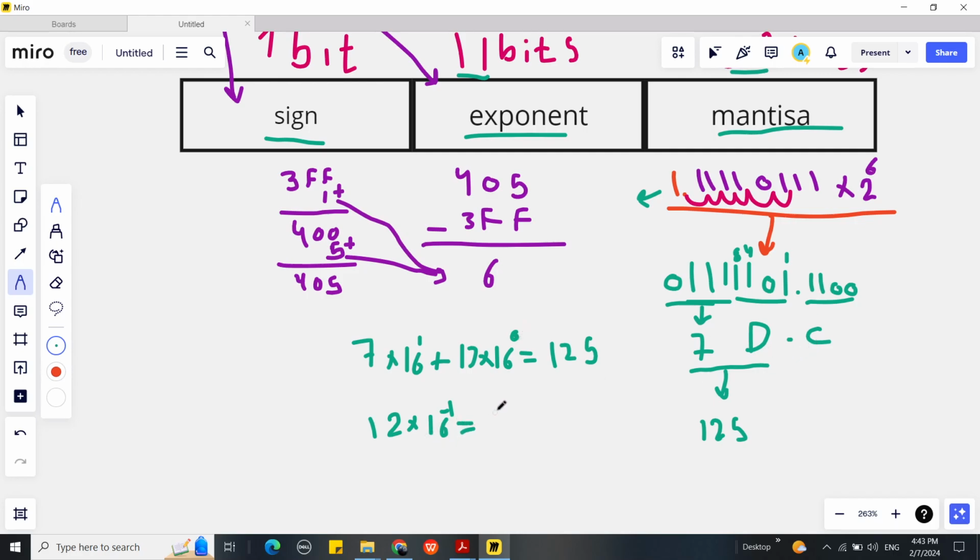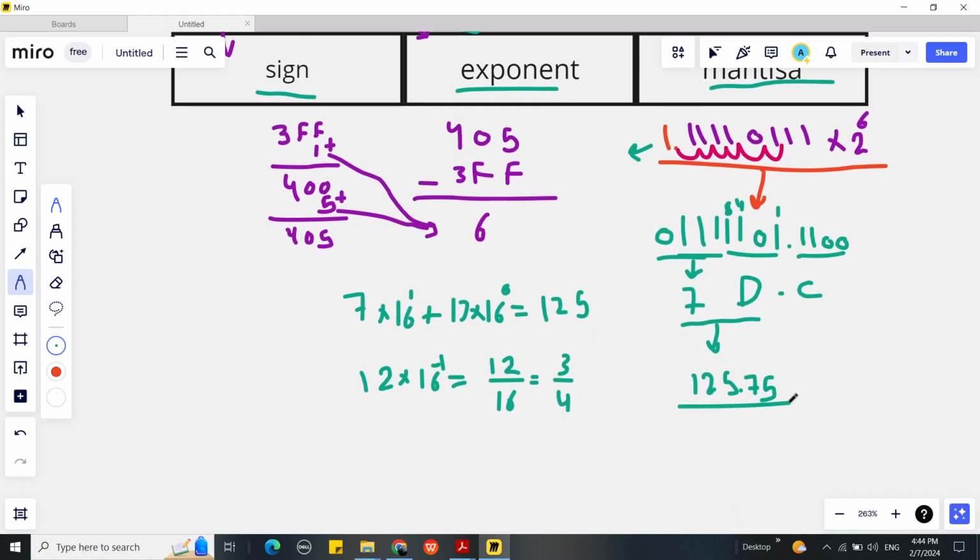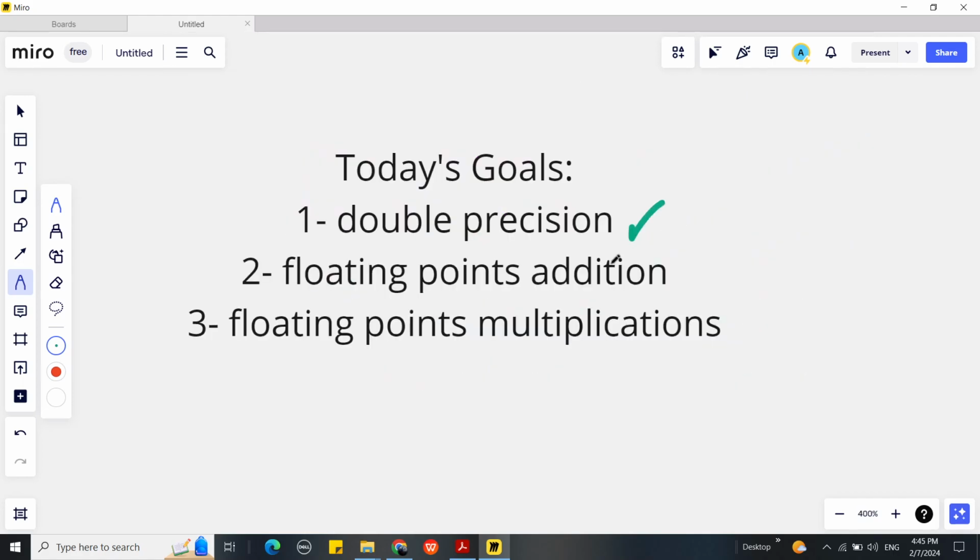So which is actually equal to 12 over 16, which is 3 over 4. And 3 over 4 is 0.75. I believe so, right? 3 over 4 is 0.75. Yeah, 0.75. So basically our final number is 125.75, and that's a floating point decimal number. So that's everything about double precision. Okay, now our double precision is done.